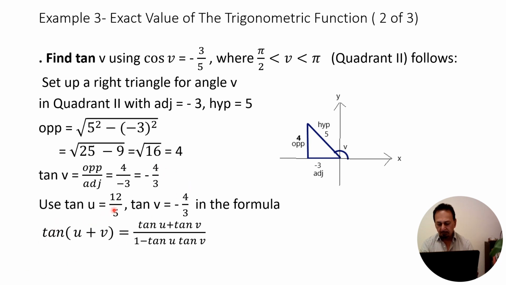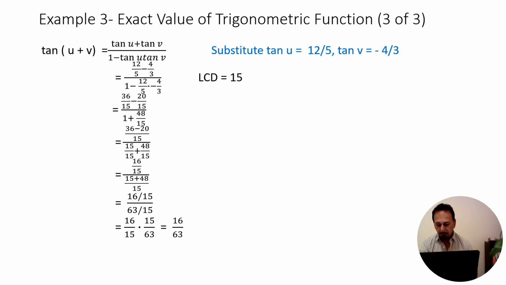Now we use tangent u is 12 over 5 and tangent v, just found, negative 4 over 3 in this formula. Tangent of u plus v is equal to tangent u plus tangent v over 1 minus tangent u tangent v. So we're going to substitute tangent u is 12 over 5 and tangent v is negative 4 over 3. So this becomes 12 over 5 minus 4 over 3, over 1 minus 12 over 5 times negative 4 over 3.